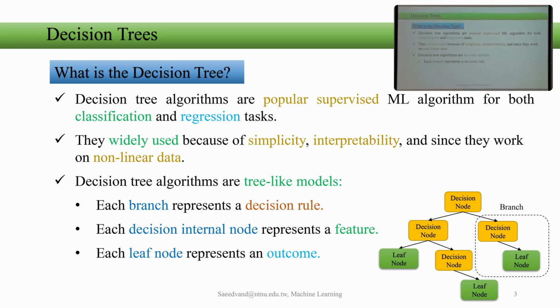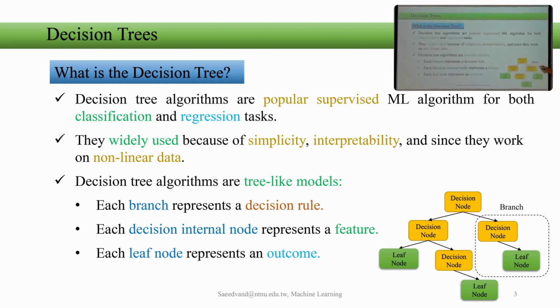So in decision trees, there are different elements. One of the most important elements is the branch. We have different branches in a decision tree. A branch represents decision rules for us. After the branch, we have the decision internal node, which represents the feature, and based on that feature, we can make thresholds to split the data. And the third and most important element is the leaf node, and the leaf node represents the outcome.